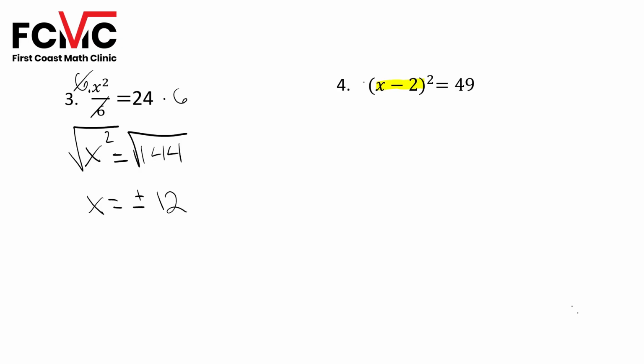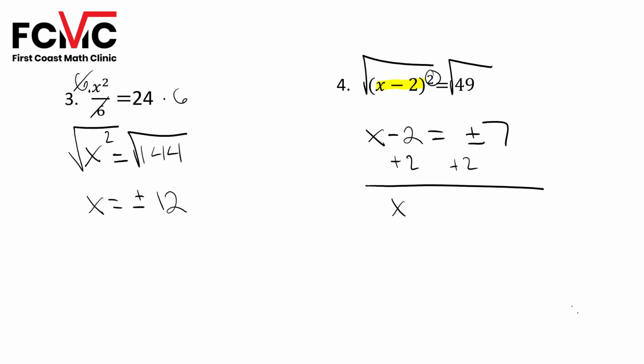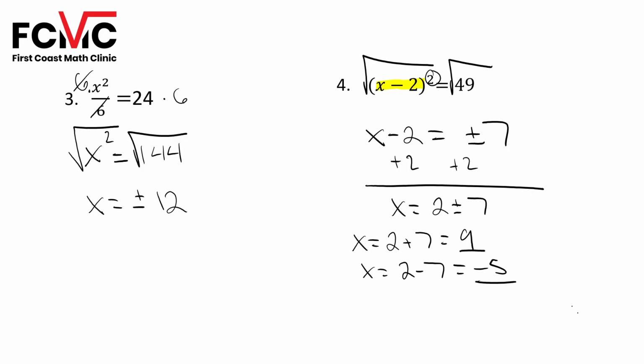Number four, we're squaring x minus 2 on the left, so I want to undo that squaring first. So let's take the square root of both sides. My square and square root are going to cancel out on the left, so I'm going to have x minus 2 equals square root of 49 is going to be positive and negative 7. Now we can isolate that x, so I'm going to add 2 and add 2. So we're going to get x equals 2 plus or minus 7. So our values of x are going to be 2 plus 7, which is 9, and 2 minus 7, which is negative 5. So our answers here are going to be 9 and negative 5.